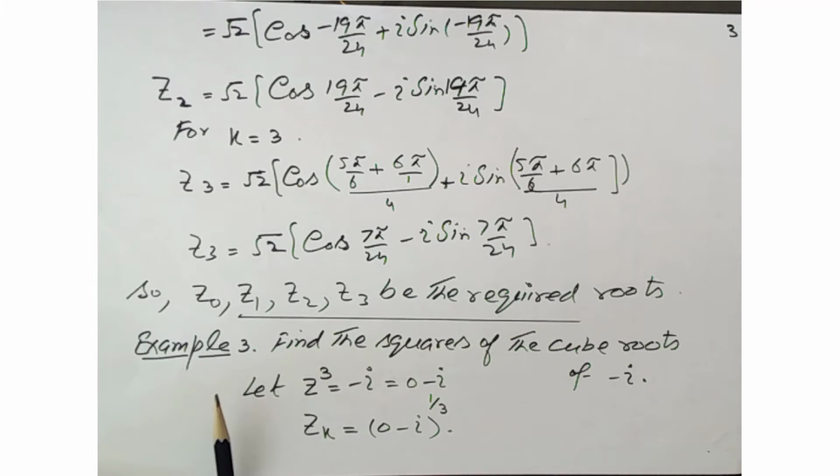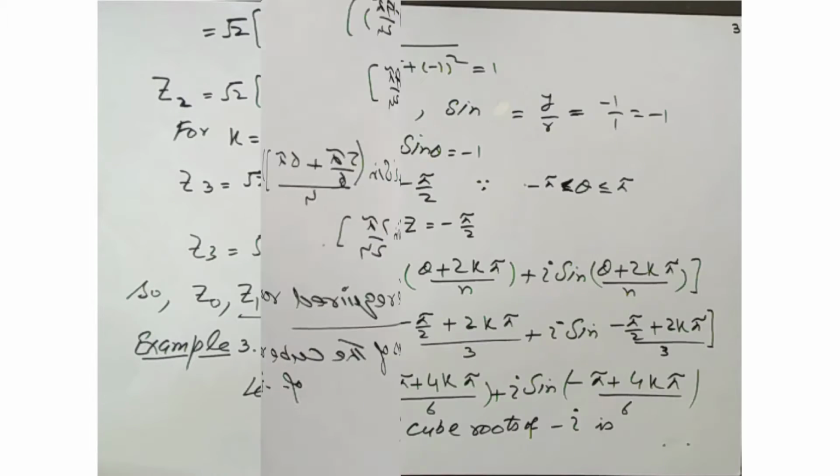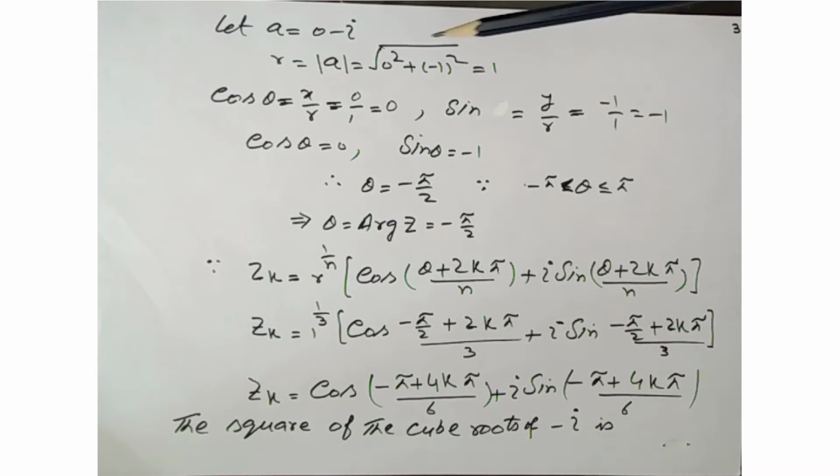Now the third example: find the cube roots of minus i. That is, z cube equal to minus i. We can write minus i as 0 minus i, and z_k becomes (0 minus i) raised to power 1 by 3. Let a equal to 0 minus i.